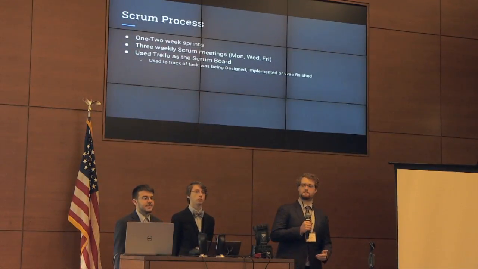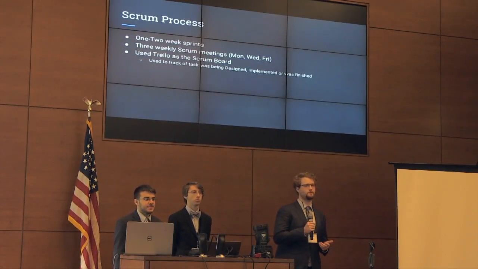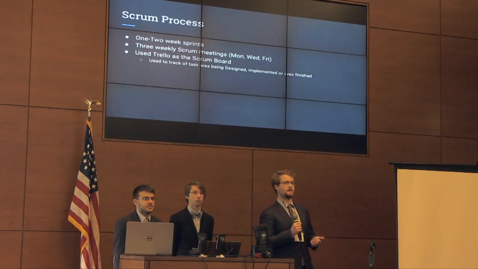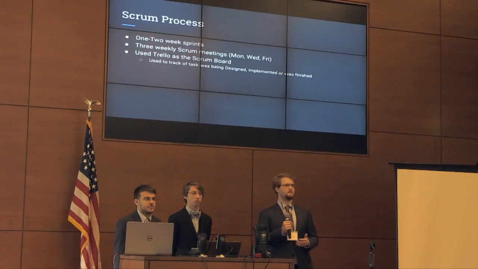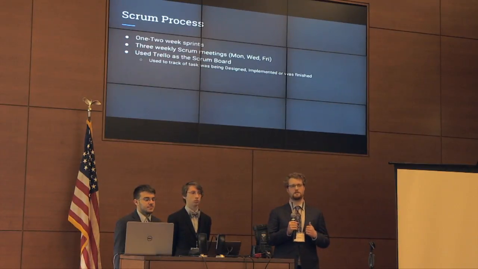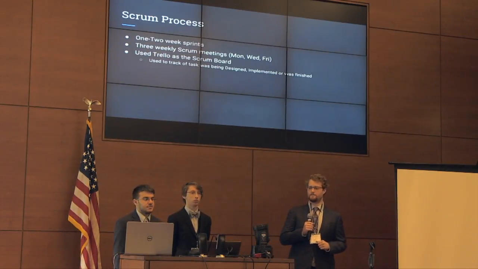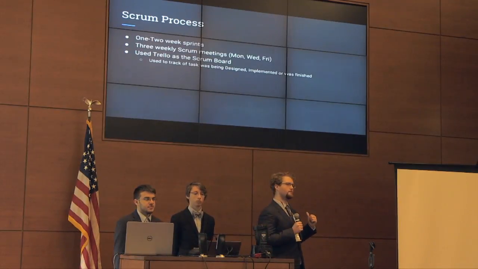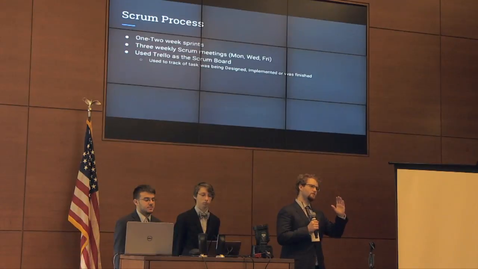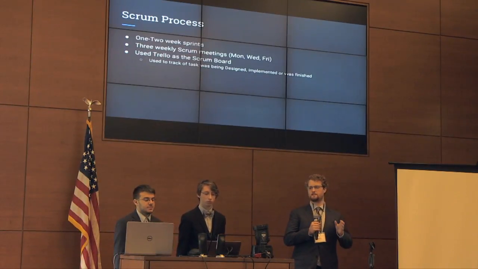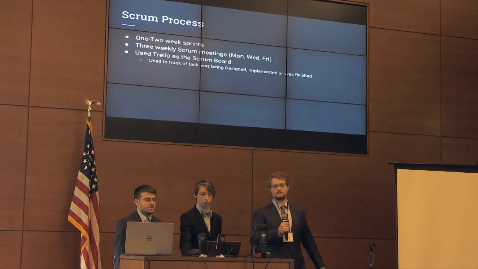Our Scrum process was 1 to 2 week sprints based on the complexity of the tasks we were trying to do. And we had Scrum meetings 3 times a week, which we did either in person or digitally. We also used our Trello as a Scrum board, where we had categories for assigned, being designed, implemented, under review, and done.